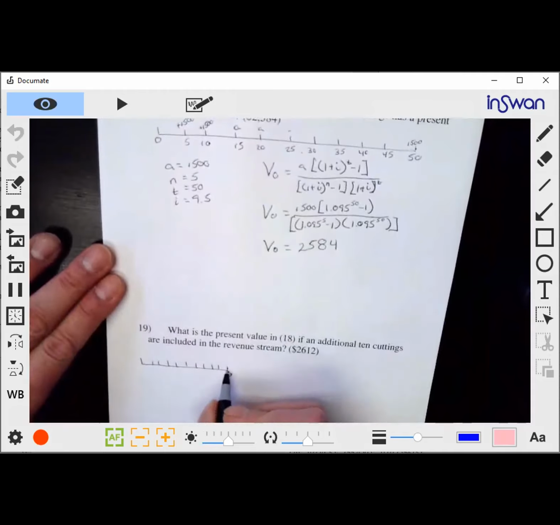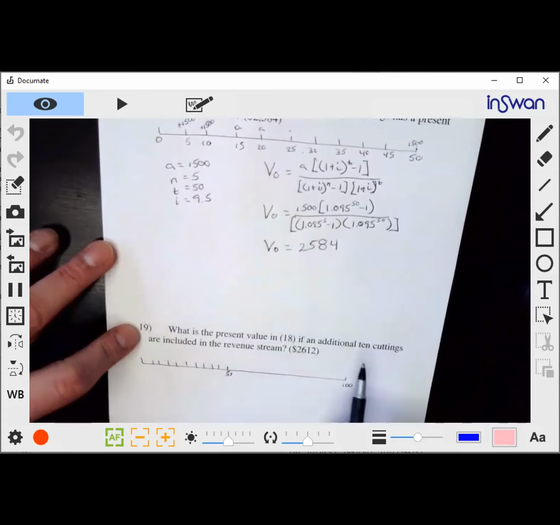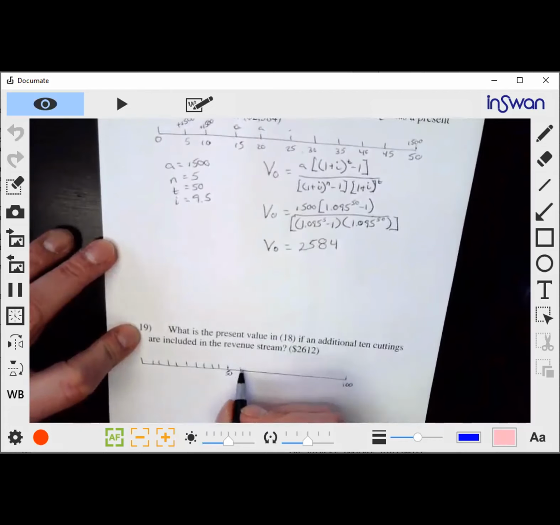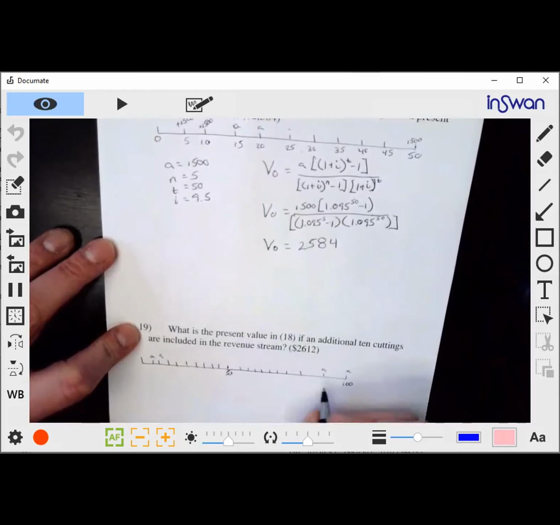That's 50 years out. And now we're going to go out to 100. So we want to know 10 additional cuttings. So in this case, 1, 2, 3, 4, 5, 6, 7, 8, 9. Those ones got kind of stretched out, but right, we've got all of these A's all the way out there in 5-year increments. And we want to get it back to here.